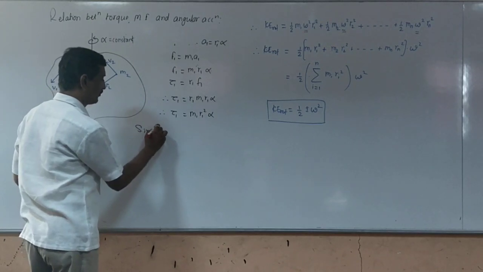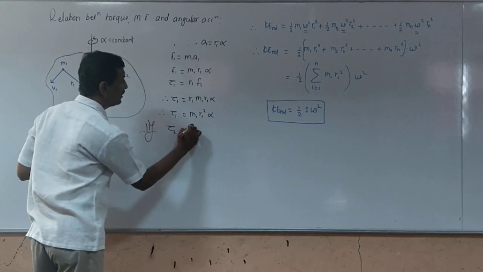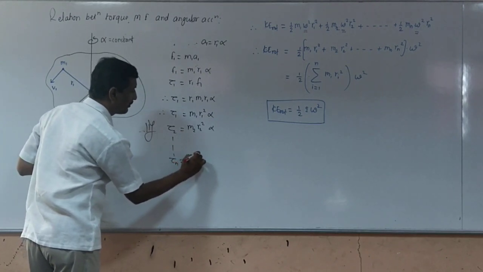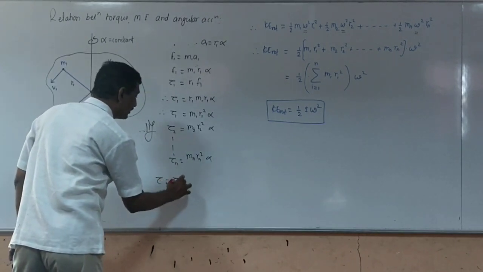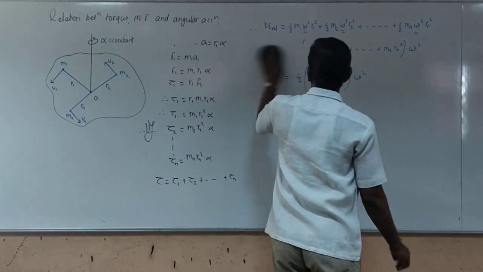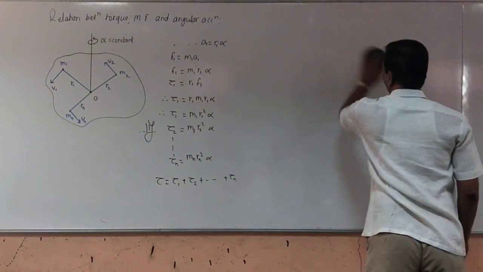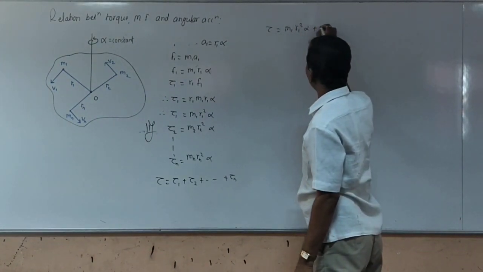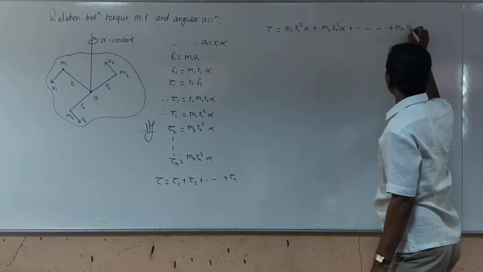Similarly, what is the torque of the second particle? It is m2 r2² α. τn is equal to what? mn rn² α. And therefore the total torque is τ1 + τ2 + ... + τn. Put the values of τ1, τ2 and so on. So what is the value of τ? It is m1 r1² α + m2 r2² α + ... + mn rn² α.